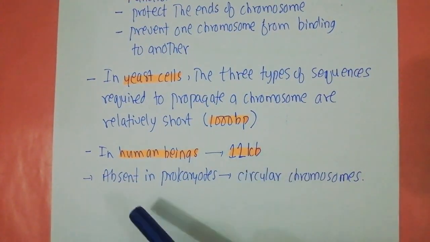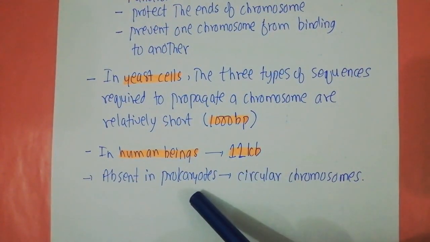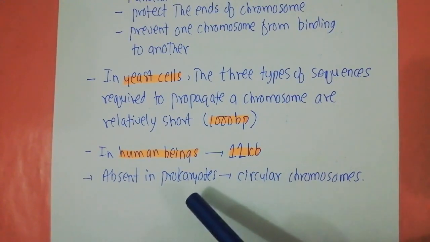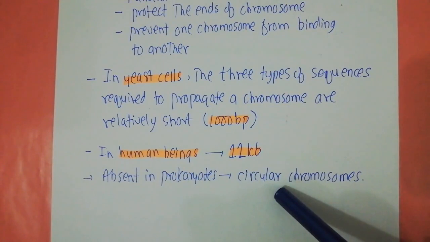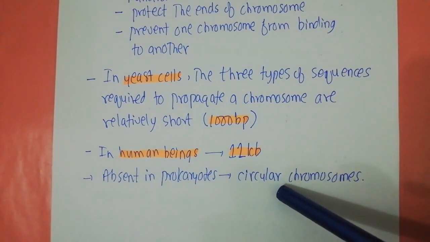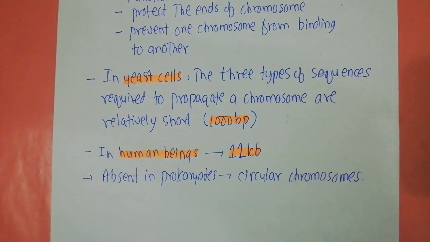These telomeres are absent in the prokaryotes, because as you all know, the chromosome of the prokaryotes is circular. There are no ends. That means there are no telomeres present in the prokaryotic chromosomes.